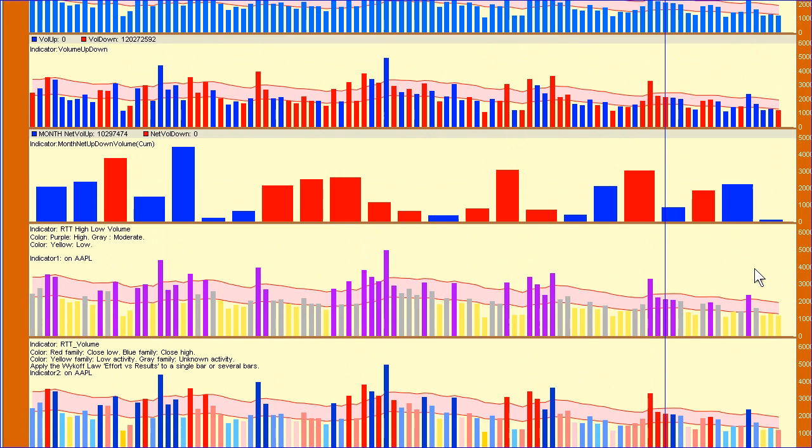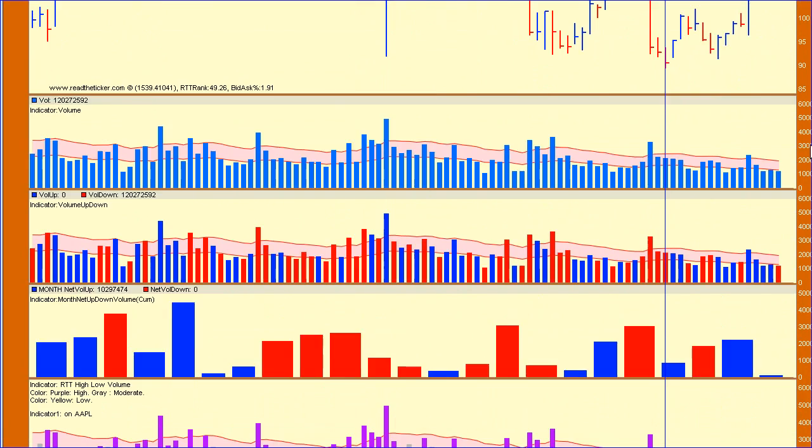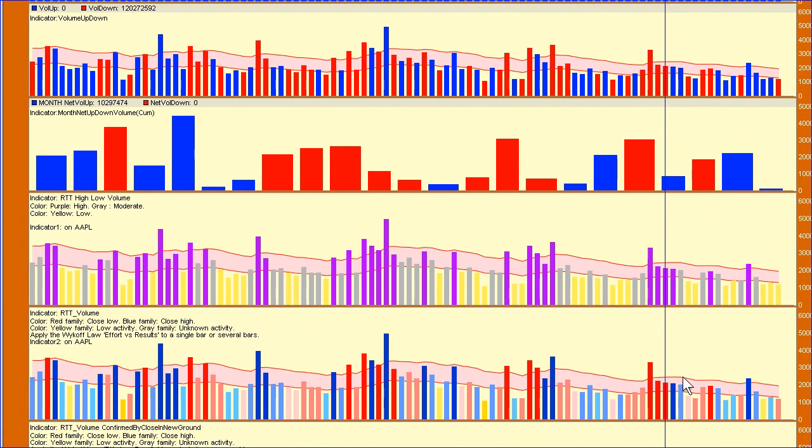So this one here is dark red, and this one here is a lighter red. What that basically means is we had a down volume day, but it was not confirmed with a new low. There's no new lows in the 2 or 3 bars afterwards. So therefore, you have to confirm that as weak selling and probably mostly buying. So the bar in that particular case has been downgraded from a solid red to a light red.